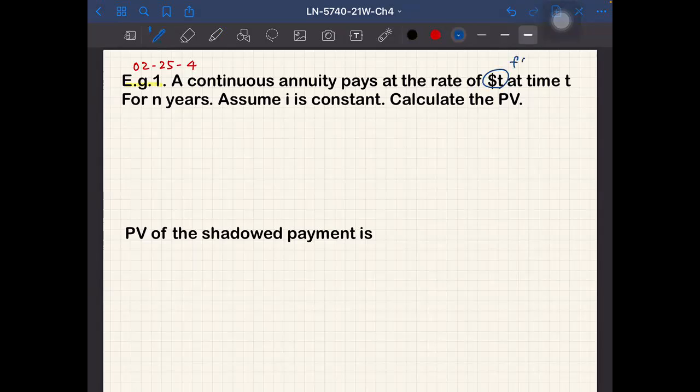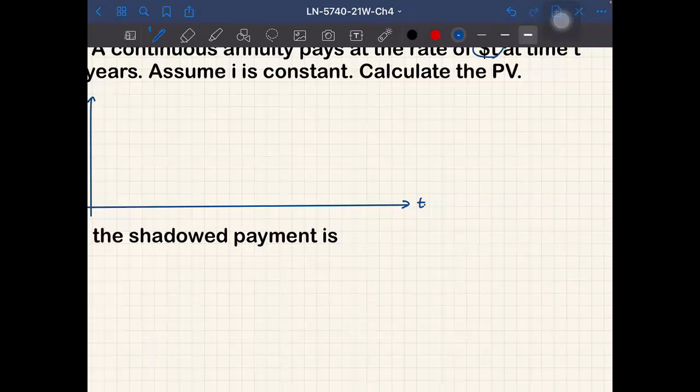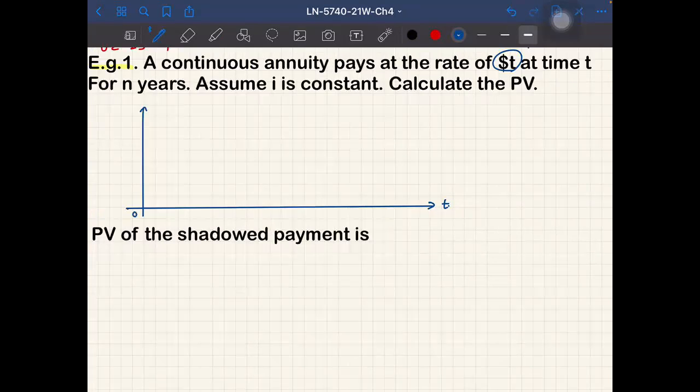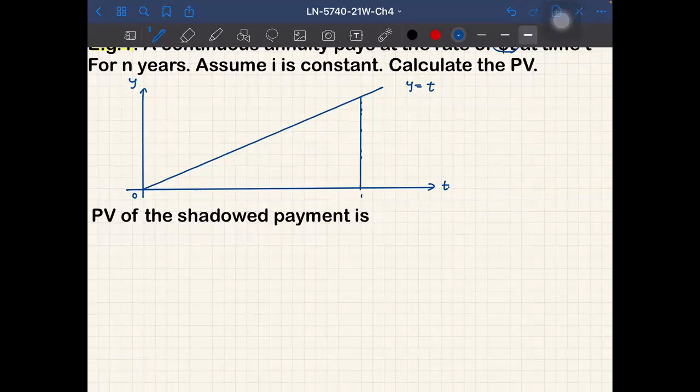So in general we have f of t, but this may be one of the simplest cases for this annuity. So we have t, and t is from 1 to n. And the payment rate is t, so it increases by a straight line. So this is y equal to t, and this is the payment rate. So if we have n here, then the payment rate is n here.